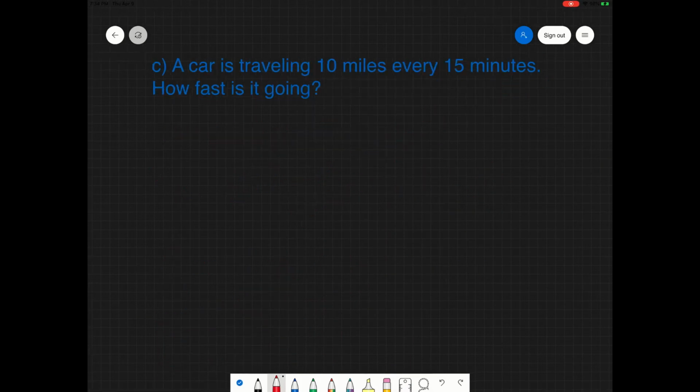For part C, let's assume that a car is traveling 10 miles every 15 minutes. How fast is it going? So how fast means what is the speed of the car? We usually think of speed in our units in the United States as miles per hour. So let's think of speed as the distance traveled divided by the time it takes to travel. So first, notice that the time unit is different from hour. What we can do is convert minutes to hours.